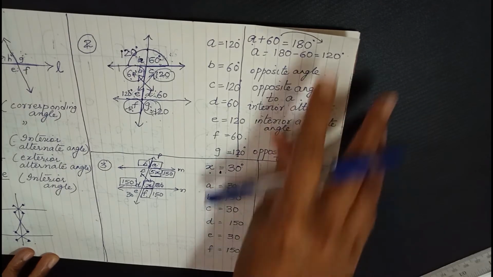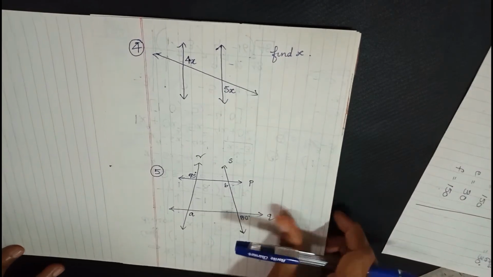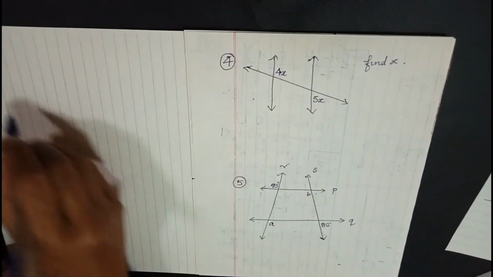Okay, so let's go ahead. Let's do some more sums now. Let us say I have these sums now. Okay, let us go to this fourth sum.